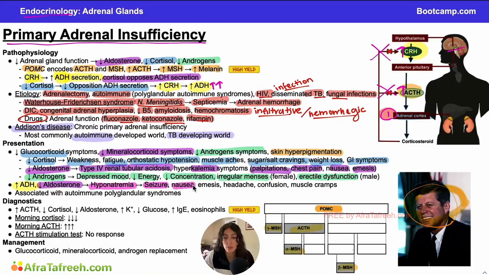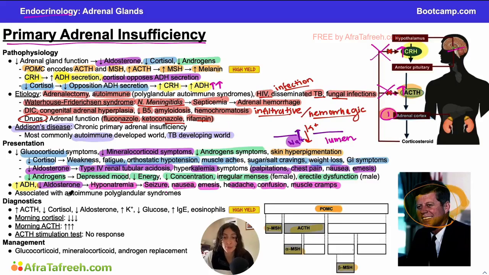Hyponatremia symptoms include seizure, nausea, emesis, headache, confusion, muscle cramps. So if you see this in a presentation of someone who has primary adrenal insufficiency, you should definitely be concerned that they have hyponatremia, either due to the fact that they have too much antidiuretic hormone, so they're retaining water and diluting the salt they already have, or they have too little aldosterone, so they are not saving enough sodium and all their sodium is getting excreted in their urine.